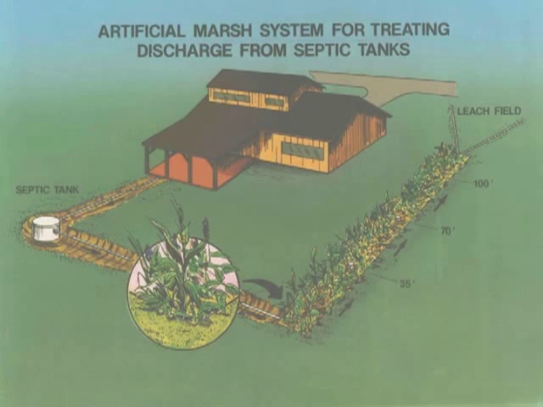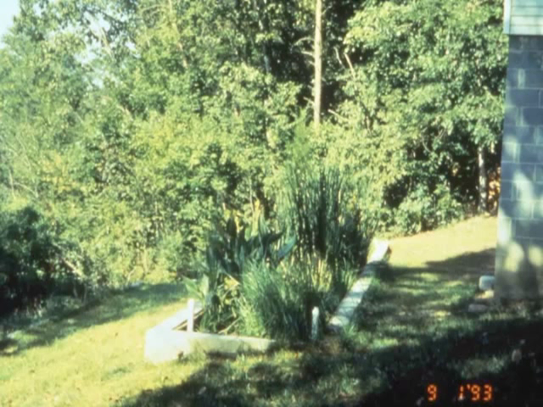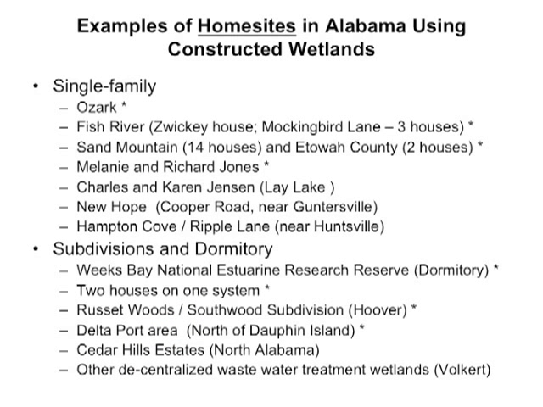Okay, so it's a constructed wetland. You also may have a sloped backyard that's too steep to put field lines. You can come in, put a flat area, put a constructed wetland, cleaning the water from the home. We'll look at some examples of home sites, ones with asterisks are ones we will see pictures of, but the ones you see there are other ones here throughout Alabama and other areas, and some subdivisions and dormitories.